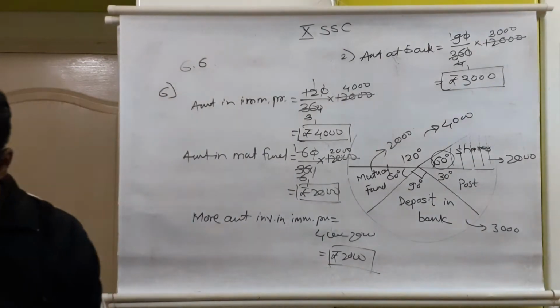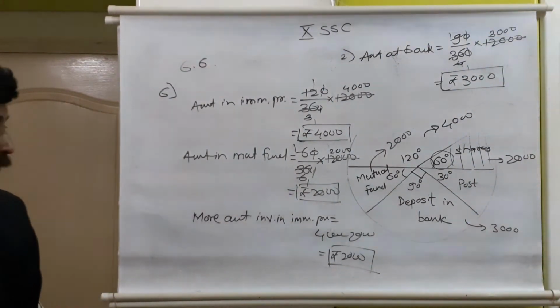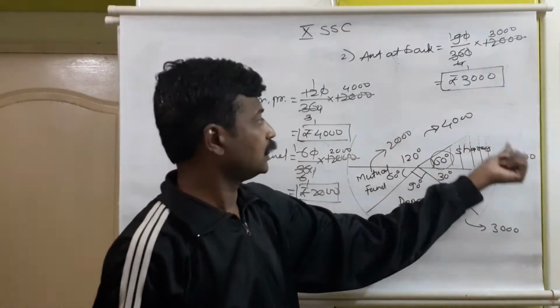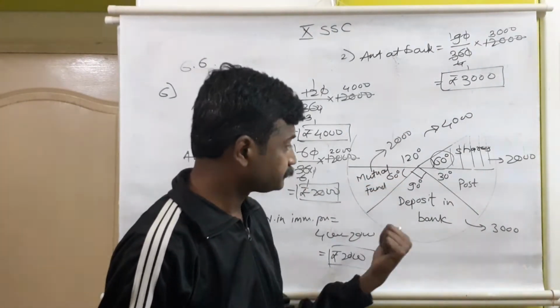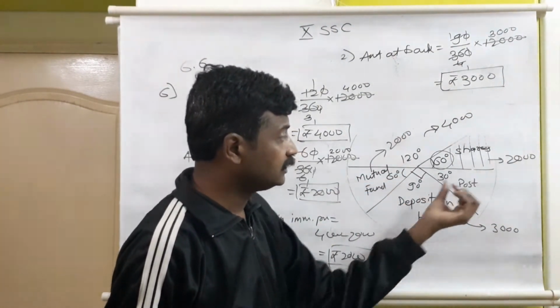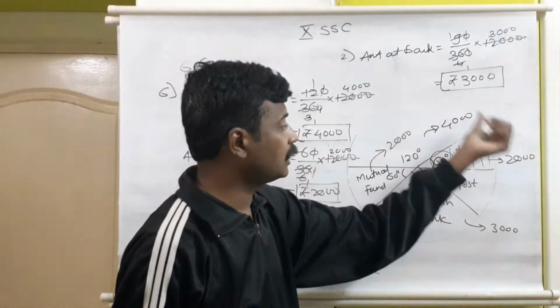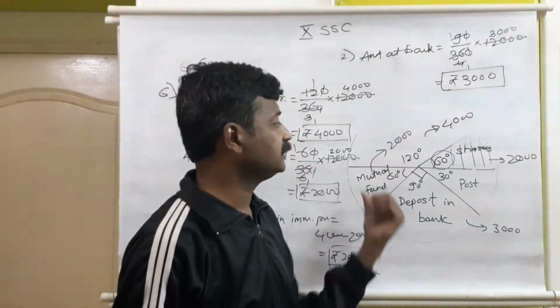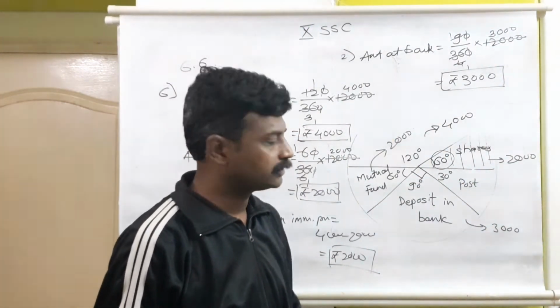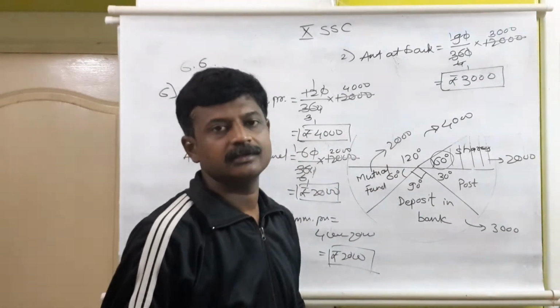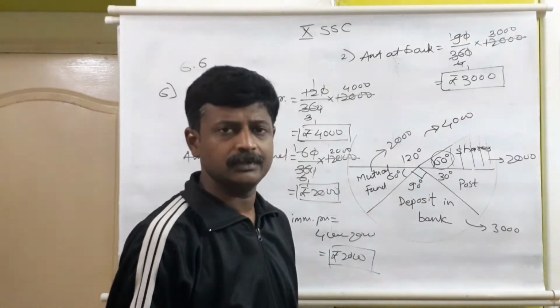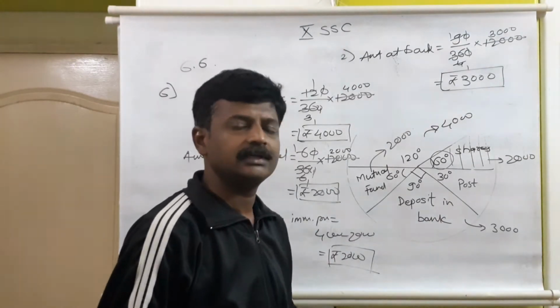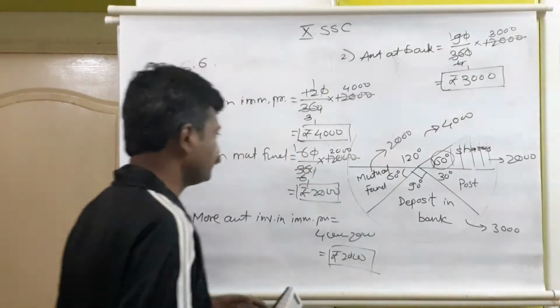And the last one, how much amount is invested in post. Now all are completed. 2,000, 4,000, 2,000, 3,000. Remaining is post. Overall amount we know 12,000. If we add all this and subtract it from 12,000, we will get the amount invested in post, or comparatively also. Out of 360, 30 degree, then out of 12,000 how much? By that way also we can get it.